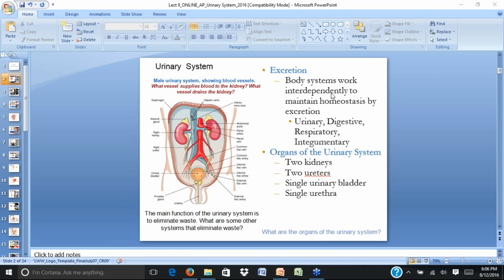First of all, the urinary system is going to be composed of many structures. Basically, as you can tell, we have two kidneys. We have the ureters, we have the urinary bladder, and we have the urethra.